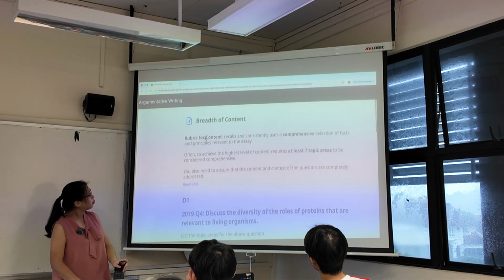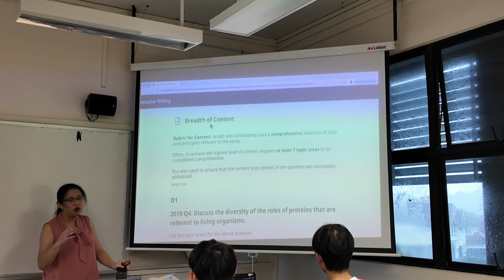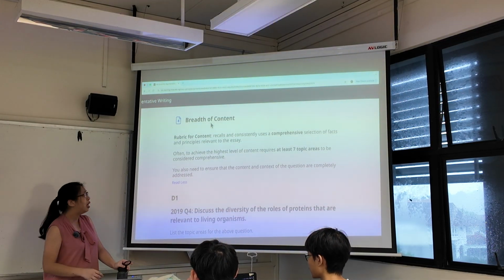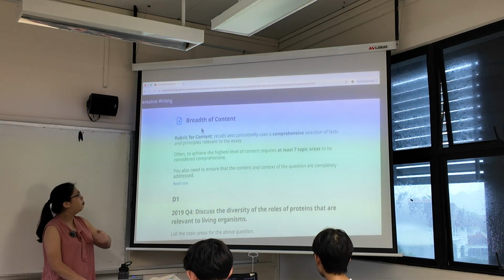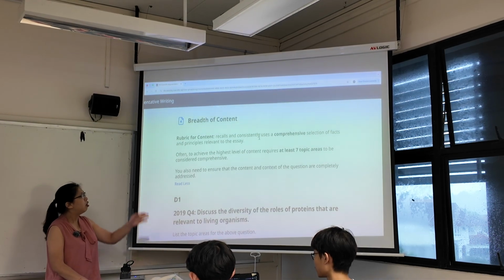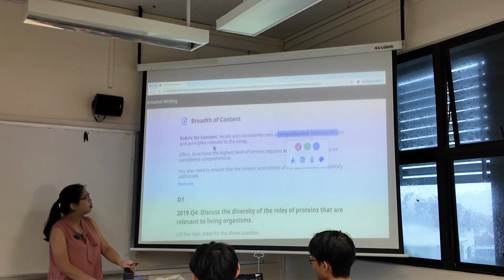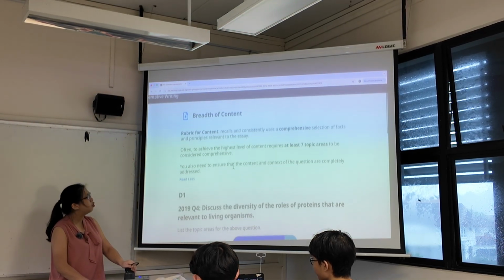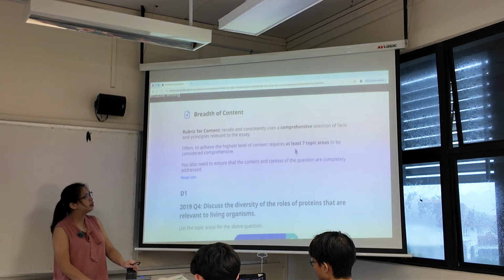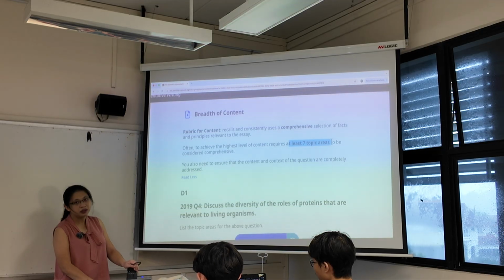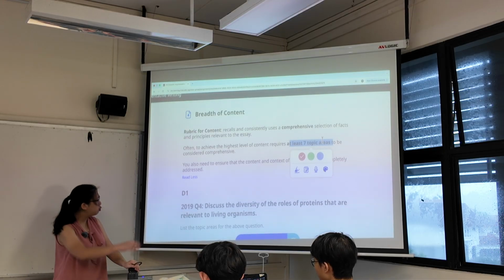For content at this level, you need the depth, but at the same time you need the breadth, and I would say they're equally important. For the breadth, your rubric says that you need to have a comprehensive selection of facts and principles that is relevant to the essay. So what does comprehensive mean? It means at least 7 topic areas. The topic areas depend on what the question is looking for, which you will see later on.